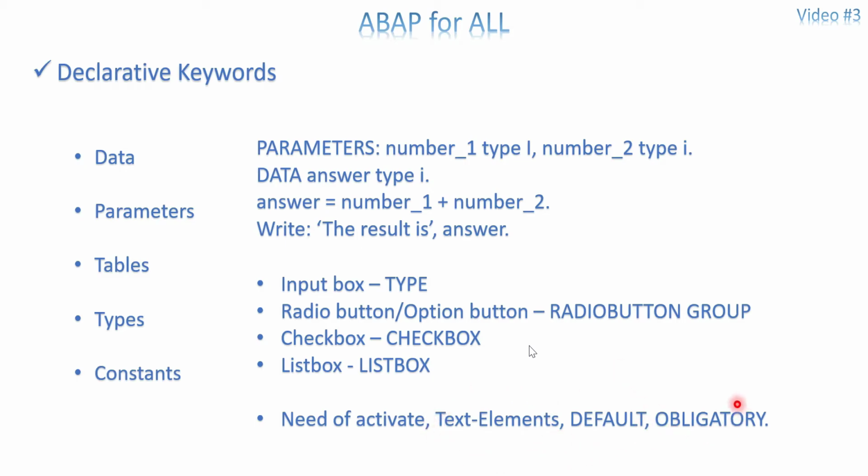And default and obligatory. Default is the replacement of the value keyword. If you want to assign a value to a data variable, use the keyword value. If you want to assign a default value for your input component, your parameter variable, then use default. Functionality wise, value and default do the same thing. And obligatory is nothing but mandatory. If you want to make any input field mandatory, you have to use the keyword called obligatory. So this is about today's topic.